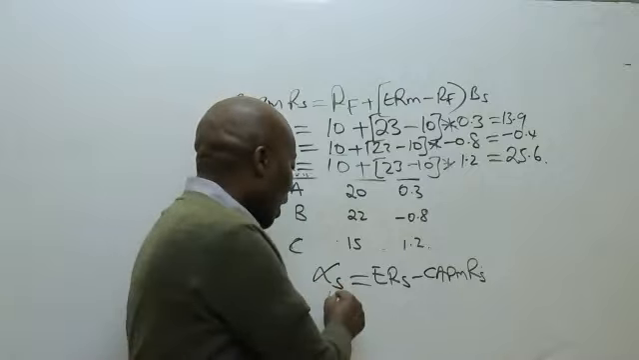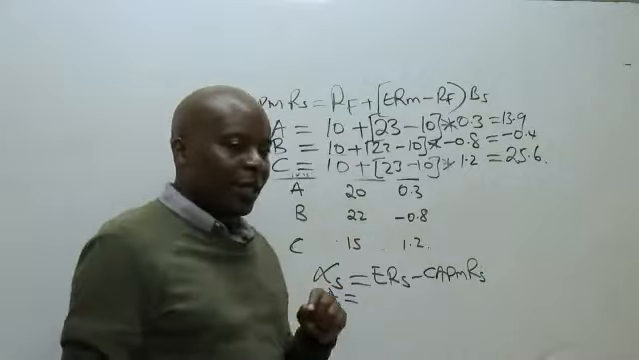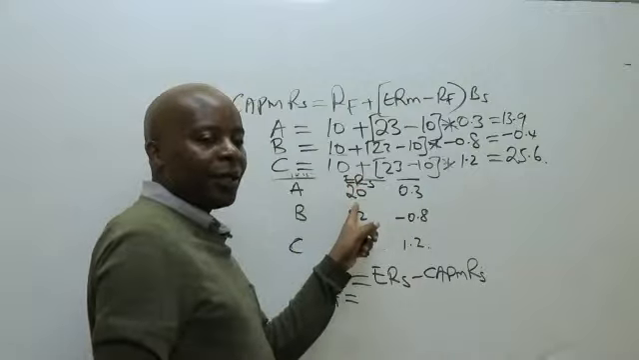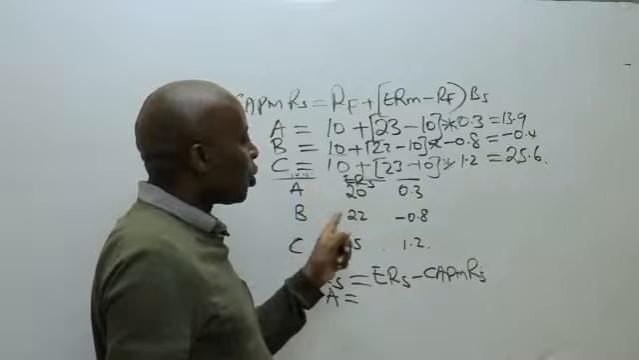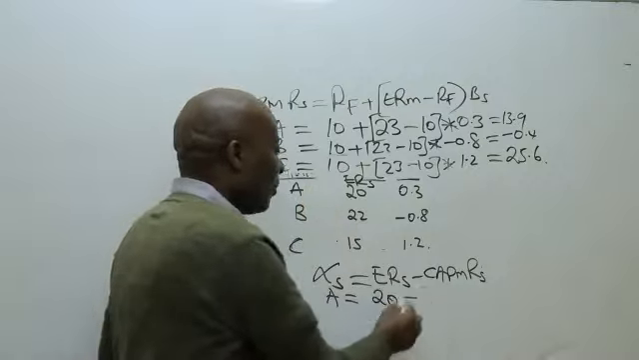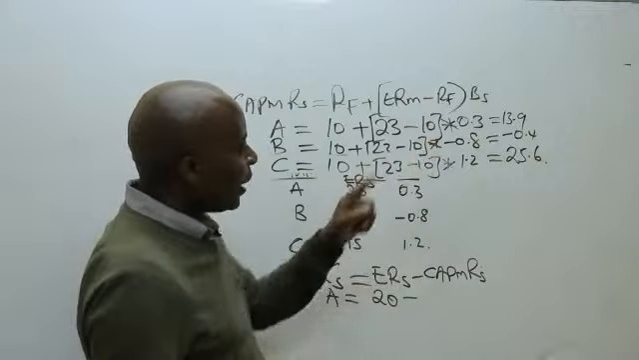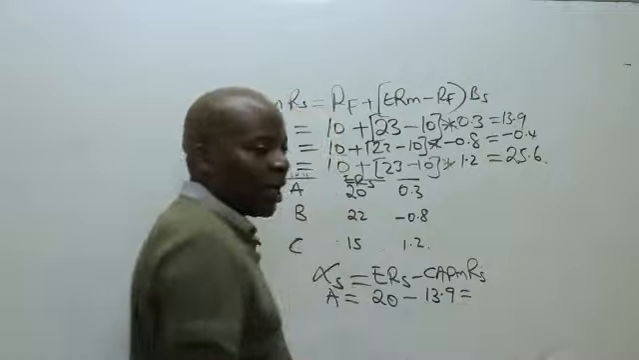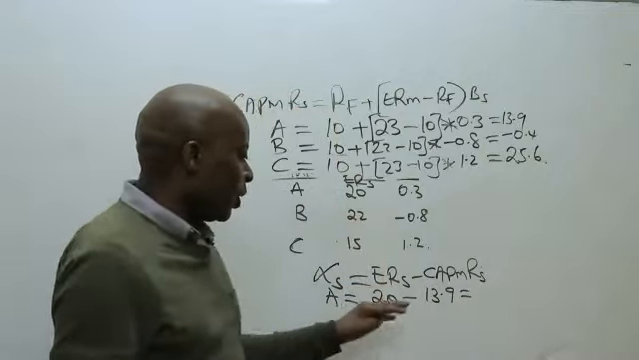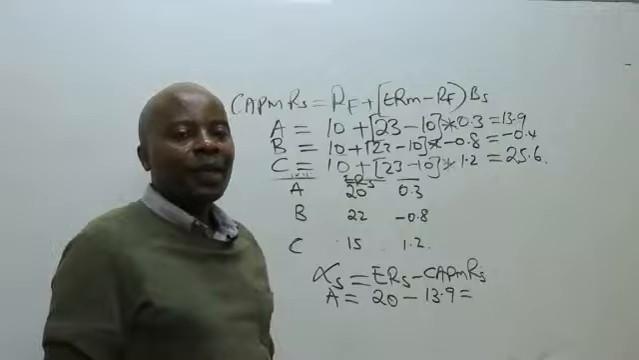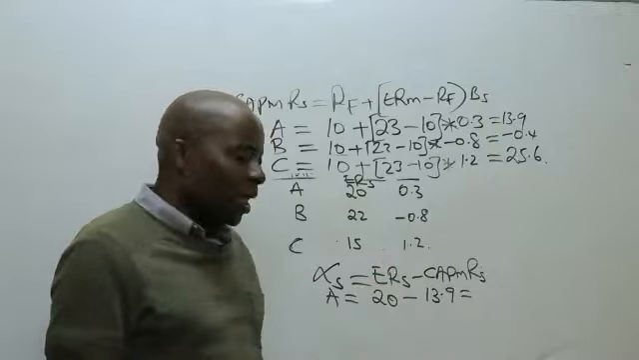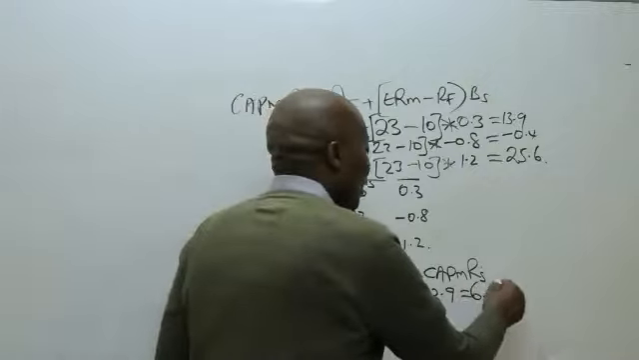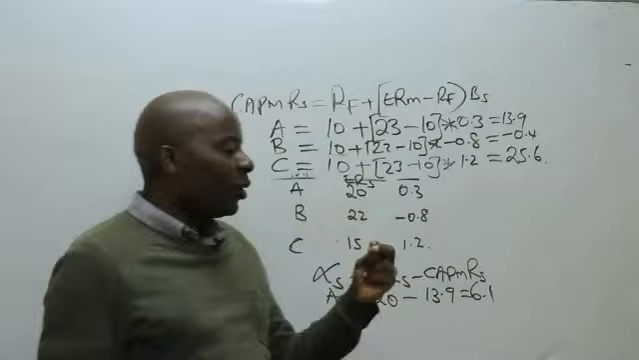So come here and give us the alpha of A. You can see our column of expected returns. So the expected returns of A will be 20 minus the CAPM returns of A, which is 13.9. Could you kindly give me an answer? Somebody give us 20 minus 13.9. What figure are we getting? 6.1. So meaning that A is a profitable security.